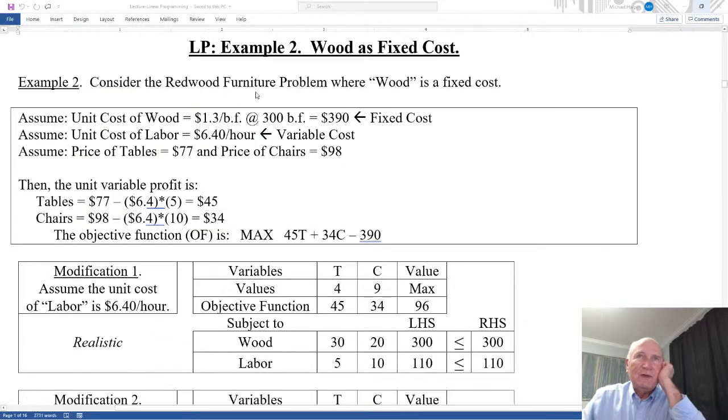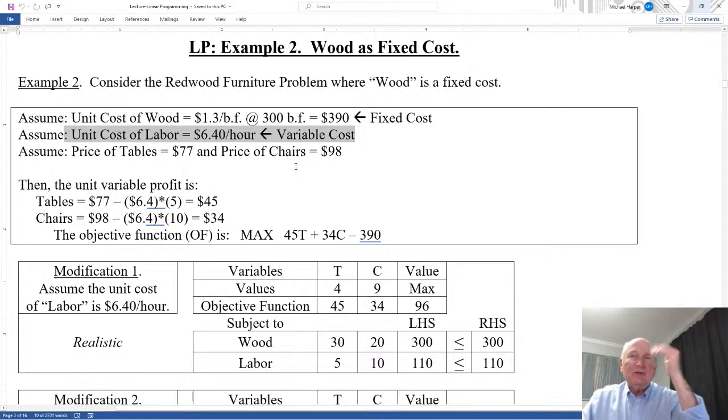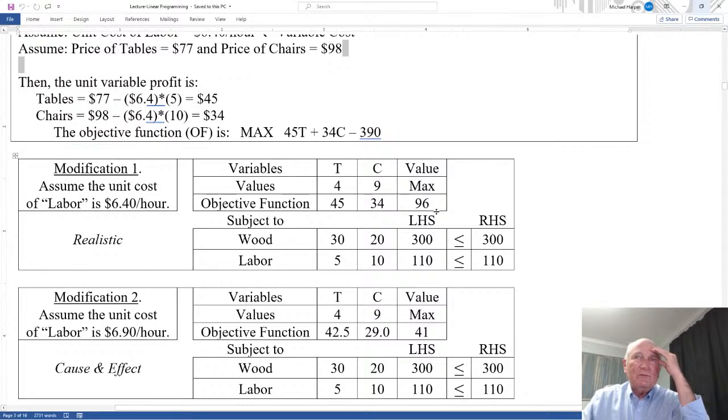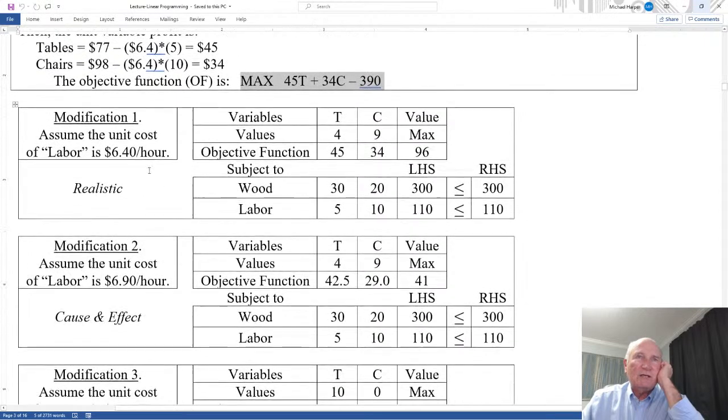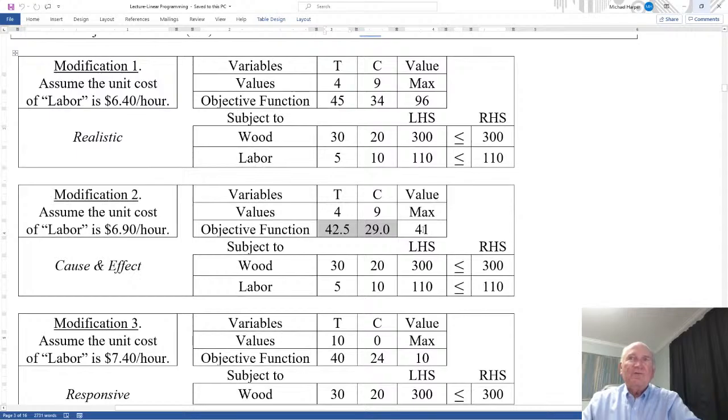Okay. So example 2, wood is a fixed cost. We had wood as a fixed cost, so we have unit cost of wood, and the variable cost is labor. If we use labor, we pay for it, and then we have our prices here. So then we have our variable profit within our objective function here, and that's going to be the equation of our objective function. Now, when we increase the variable cost by 50 cents an hour, it went from 640 to 690. I'll take the 690 and put it in here, and the 45 and 34 are changed to 42.50 and 29. I solve it, and I'll come up with 41.